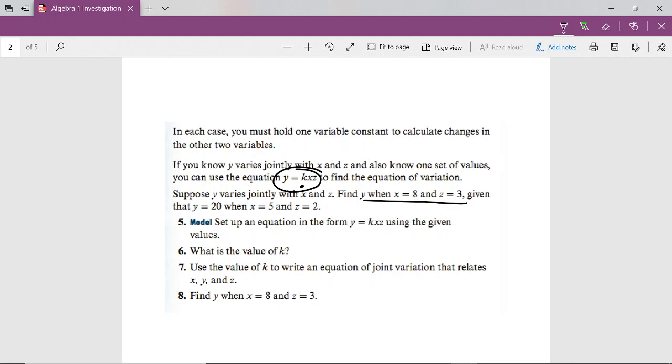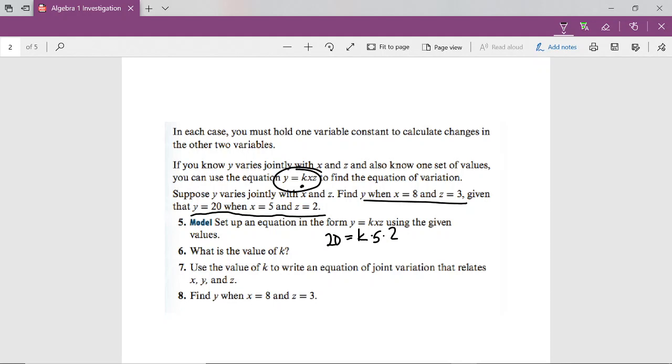We're going to hold on to that information, but table it for a second and really focus on this one set of information that is complete. y is 20 when x is 5 and z is 2. So number 5, set up an equation in the form of y equals kxz given the values. So I'm going to plug these in and say y is 20. We don't know k, but I do know that x is 5 and z is 2. So what is the value of k?